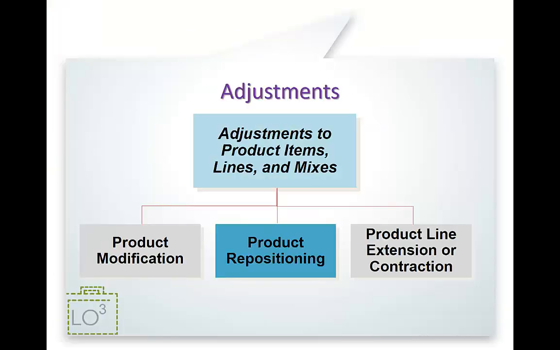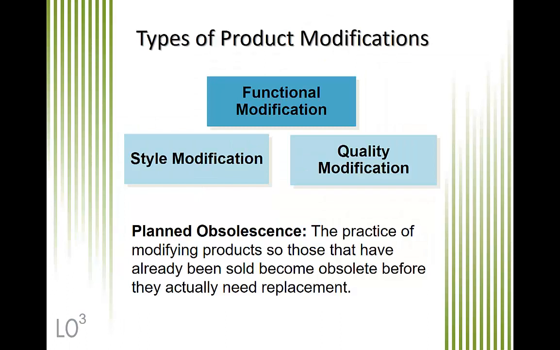Over time, firms change product items, lines, and mixes to take advantage of new technical or product developments or to respond to changes in the environment. The three ways of making these changes are product modification, product repositioning, and product line extension or contraction. Let's first talk about product modification. Marketing managers must decide if and when to modify existing products. Product modification changes one or more of the product characteristics. It can be quality modification, changing a product's dependability or durability. Second, functional modification, a change in a product's versatility, effectiveness, convenience, and safety. Lastly, style modification, an aesthetic product change, like colors, rather than a quality or functional change.